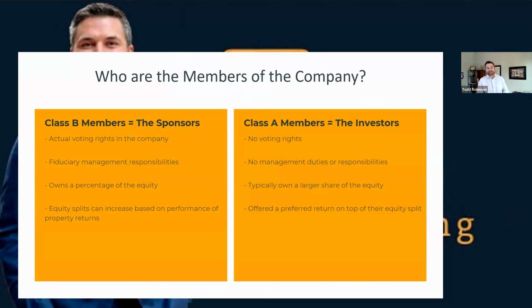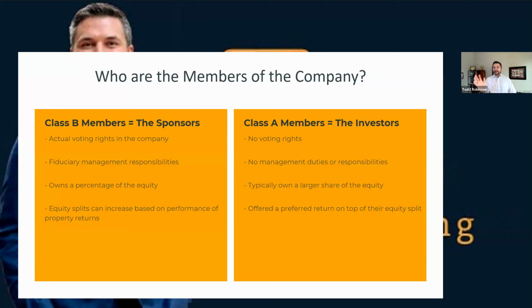Class B members are the sponsors. They have actual voting rights. They have fiduciary management responsibilities. They own a percentage of the equity. Typically, it's the promote percentage, so it's 30%. Equity splits can increase based on performance of property returns.